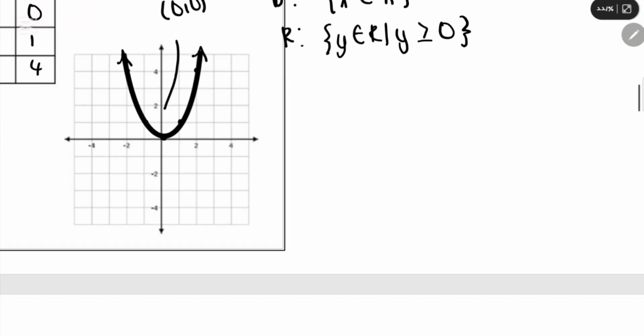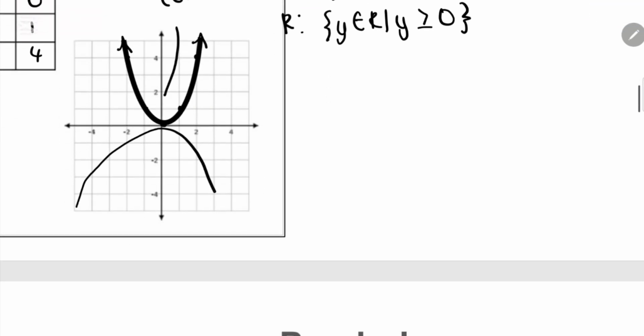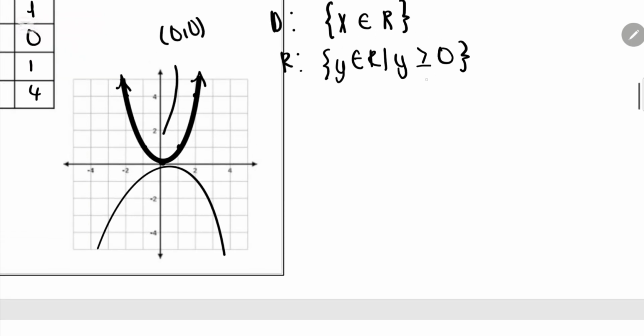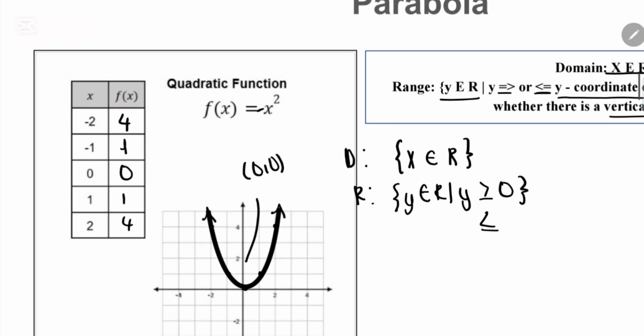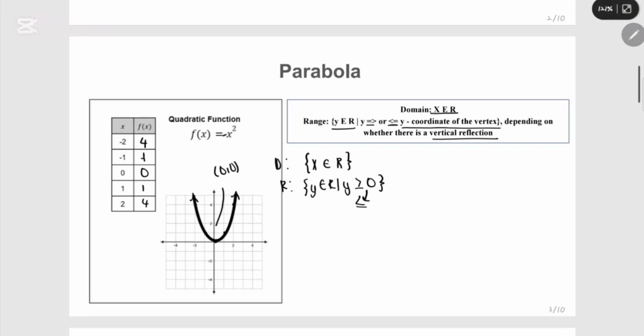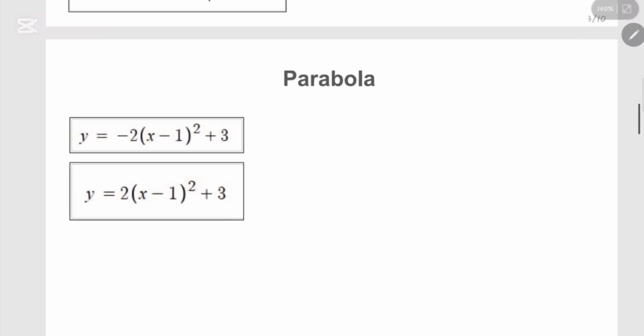Okay, well, if this parabola were to curve downwards like this, then it will be smaller than, because it curves downwards. Okay, that's what a vertical reflection means. So like, assume there's a negative here, then you will flip the sign from this to this. Okay, so that's how you find the domain and range of a parabola and the basic characteristics of a parabola and its graph. Okay, so let's do some questions.